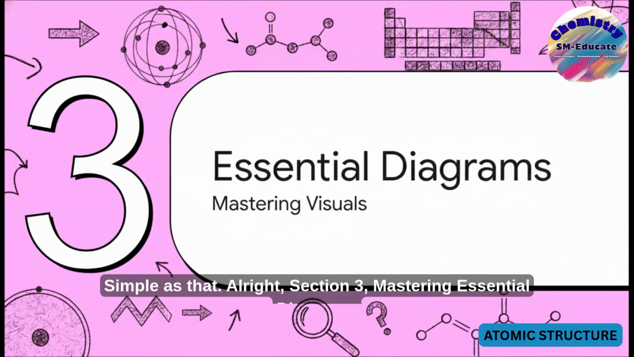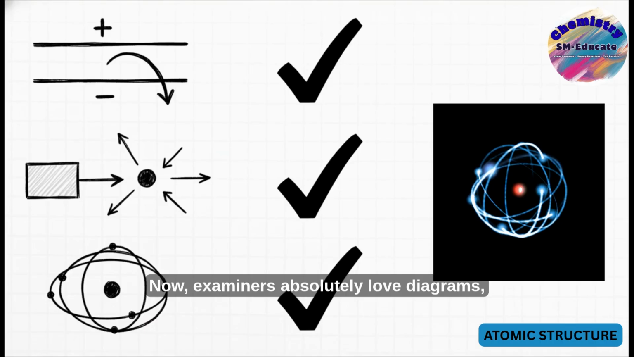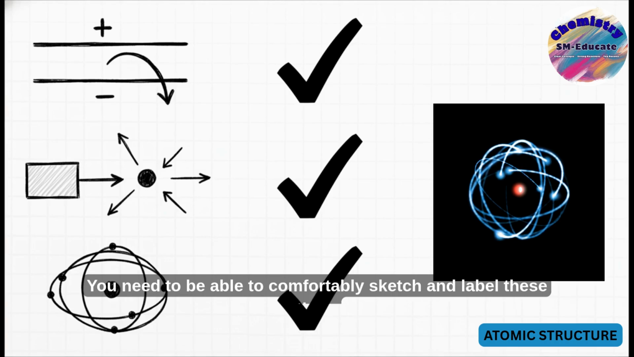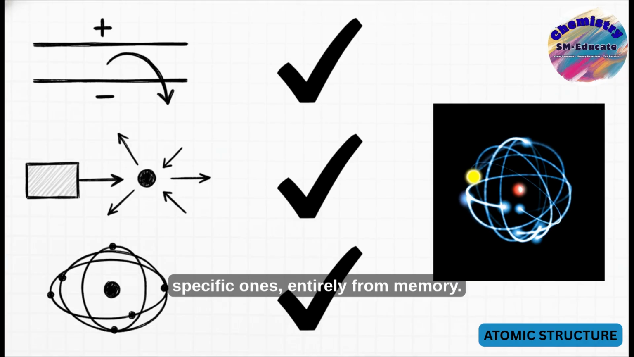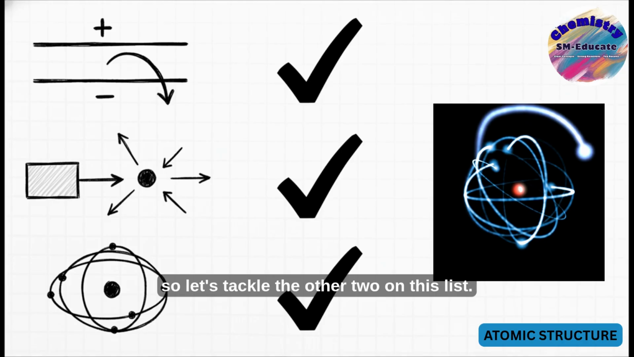All right, Section 3, Mastering Essential Diagrams. Now, examiners absolutely love diagrams, so treat this checklist as your primary drawing homework. You need to be able to comfortably sketch and label these 3 specific ones entirely from memory. We just covered the electric field path a minute ago, so let's tackle the other 2 on this list.